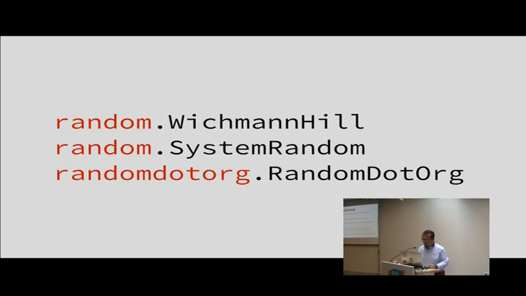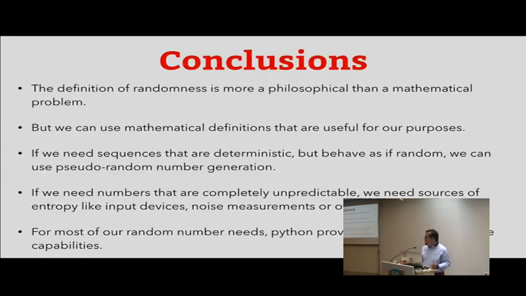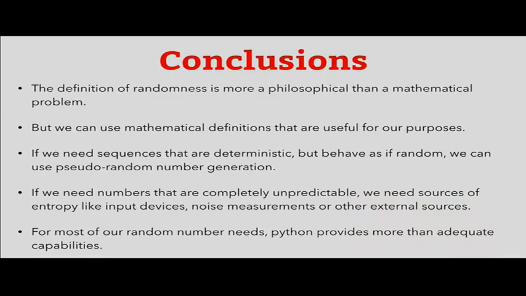So, concluding, the definition of randomness is more a philosophical than a mathematical problem. But we can use mathematical definitions that are useful for our purposes. If you need sequences that are deterministic but behave as if random, we can use pseudo-random number generation. But if we need numbers that are completely unpredictable, we need sources of entropy, like input devices, noise measurements, or other external natural phenomena. And for most of our random number needs, Python provides more than adequate capabilities.